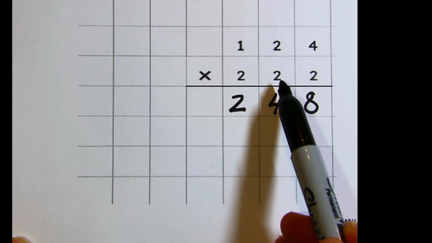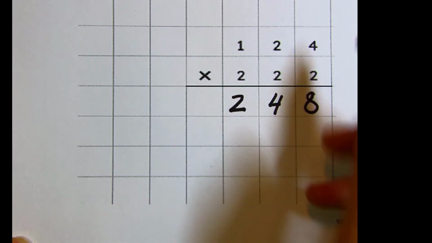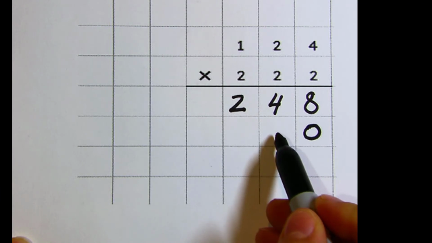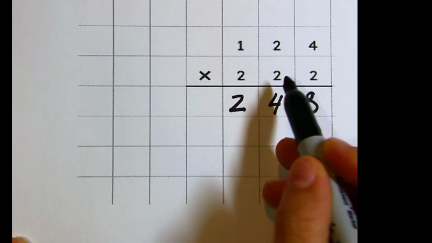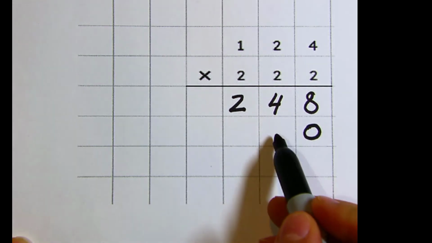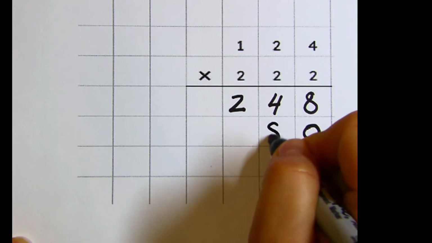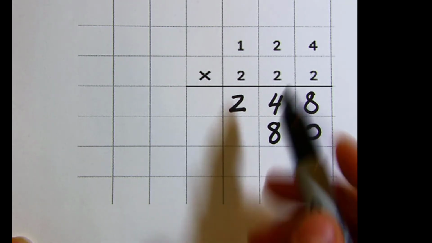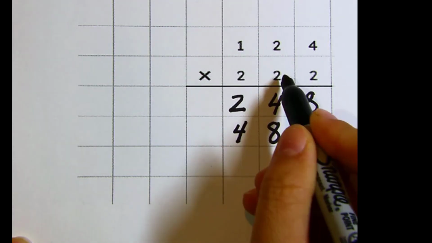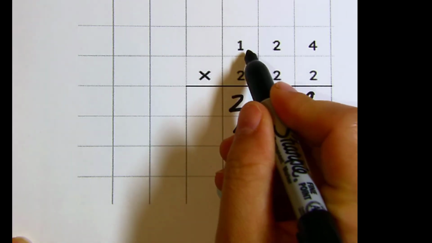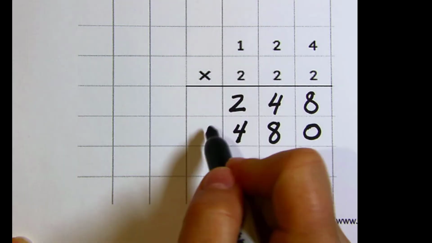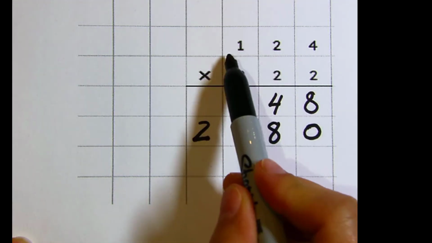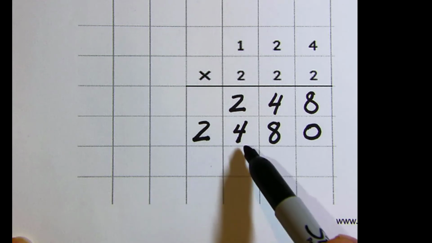Now I want to multiply by 2 tens. I move over 1. I add a 0. So I can start in the tens position. Tens times 1s is tens. 2 times 4 is 8. Tens times tens is hundreds. 2 times 2 is 4. Tens times hundreds is thousands. 2 times 1 is 2. So 2 tens times 124 is 2,480.